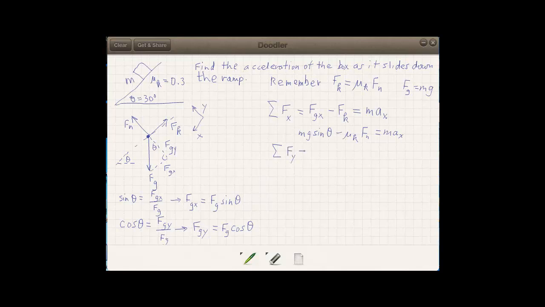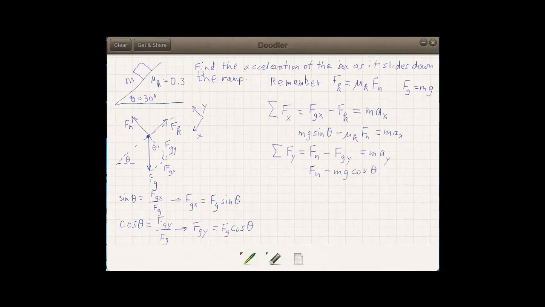The sum of the forces in the y direction, well, that's just the normal force. That's in the positive y direction. So that's F sub n. And in the negative y direction is Fgy, the y component of the weight or the gravitational force. So that's minus Fgy, and that's equal to mass times acceleration in the y direction. Okay, so now we can substitute in. We don't know the normal force, so we'll just keep writing that as F sub n, but we do know Fgy is Fg cosine theta, or mg cosine theta.